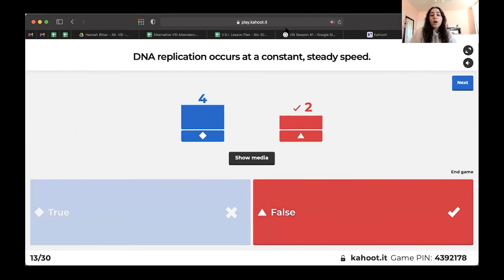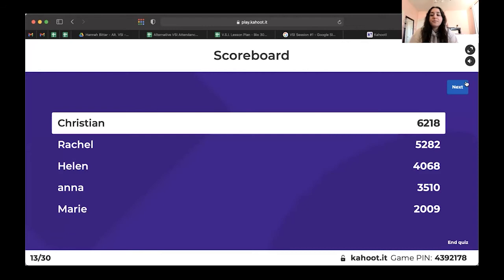Okay, so the most important thing to note here is that DNA replication is not a steady speed. It is highly variable. Sometimes it'll be fast, sometimes it'll slow down. So it's not steady, it changes a lot.